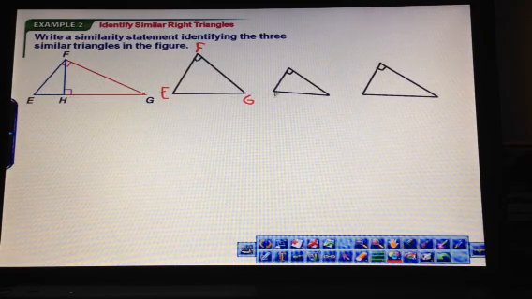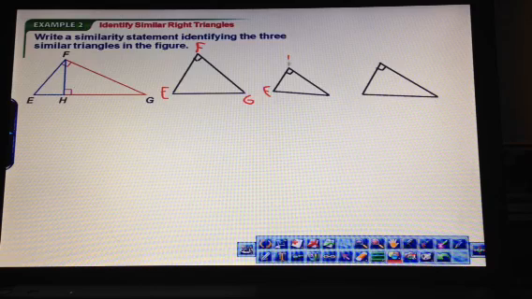Now when I name it, I've got to be careful. I know that E is going to be the same, and then H is the right angle. If this is a right angle, then that has to be a right angle as well, because they're a linear pair, so they're supplementary. And then this remaining vertex is F.